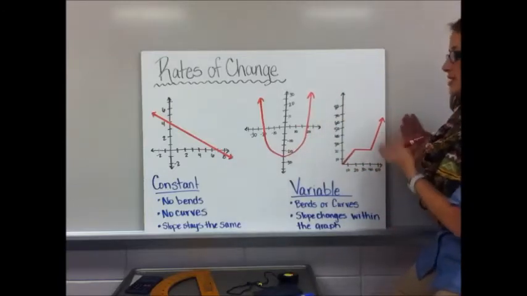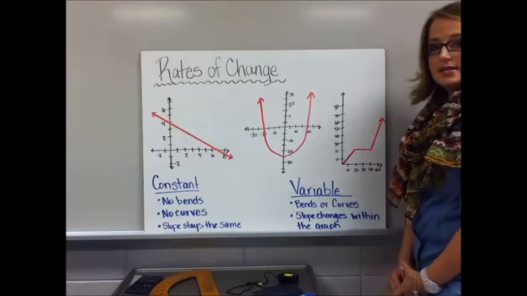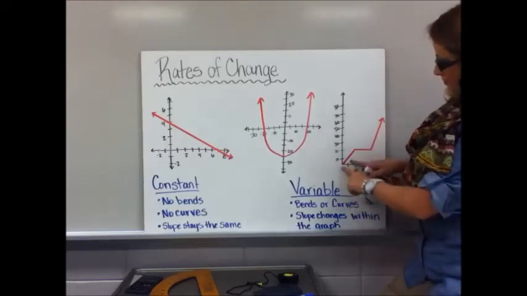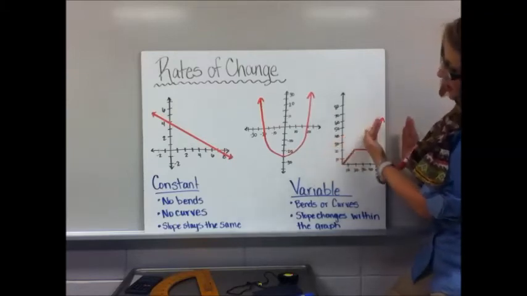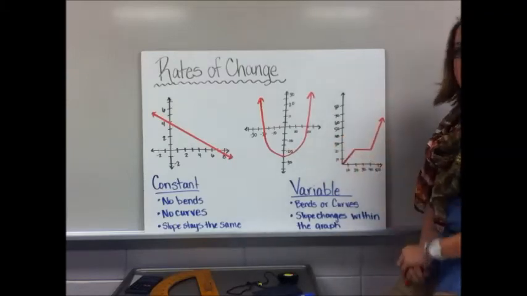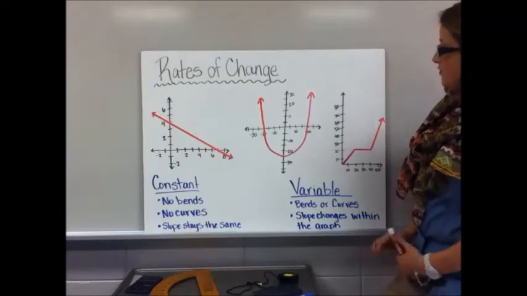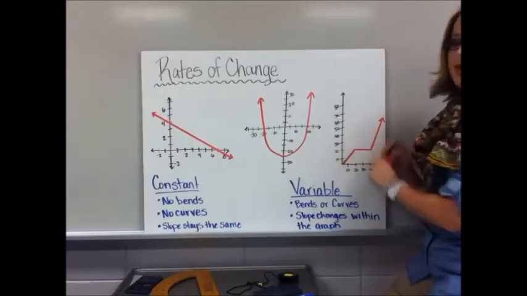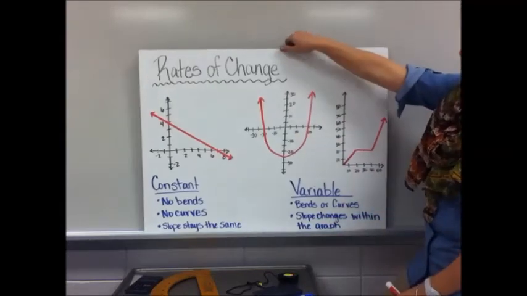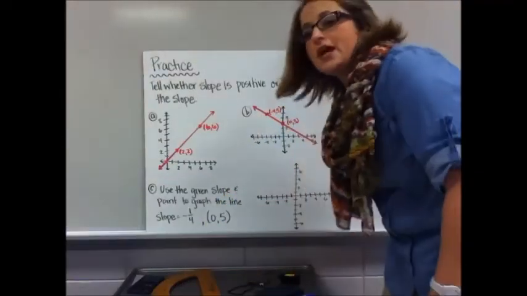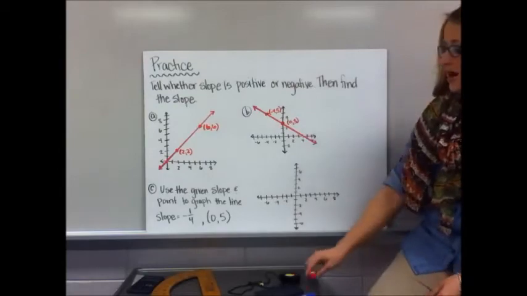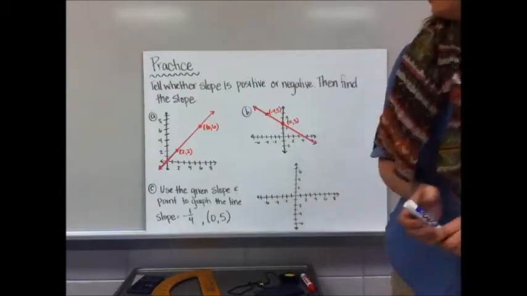Now over on this one, this is similar to a graph that we saw in lesson 2 on interpreting graphs. The slope is constant when you're just looking at that portion. It's constant there, it's constant there. But the graph as a whole is a variable rate of change because the slope changes within that graph. Here's some for you to practice with. Pause the video, test it out, and then compare with what I do.